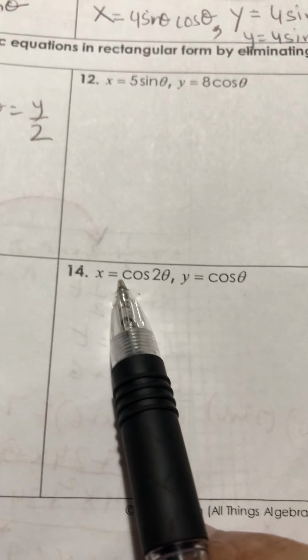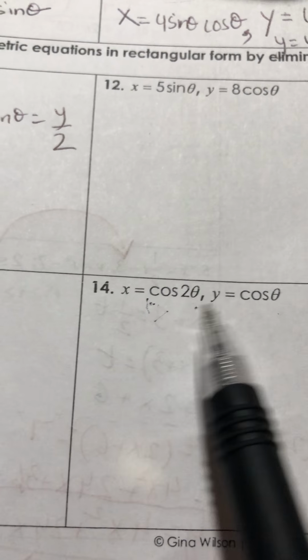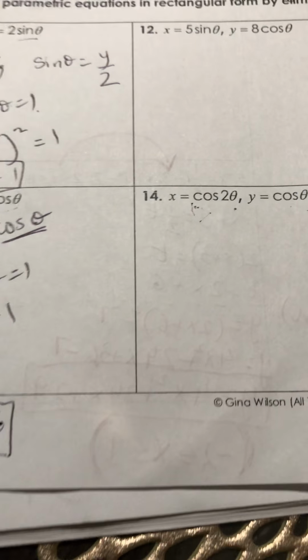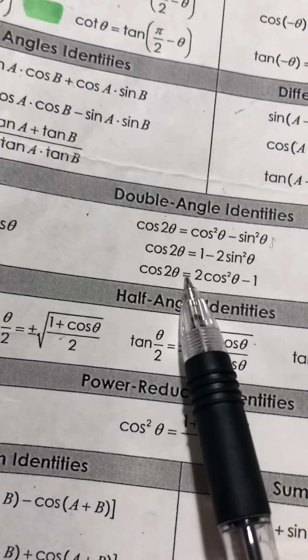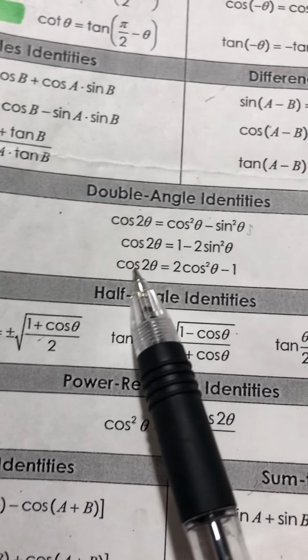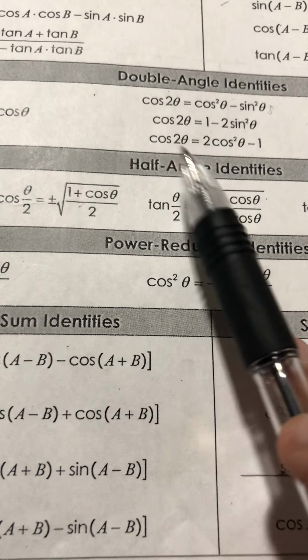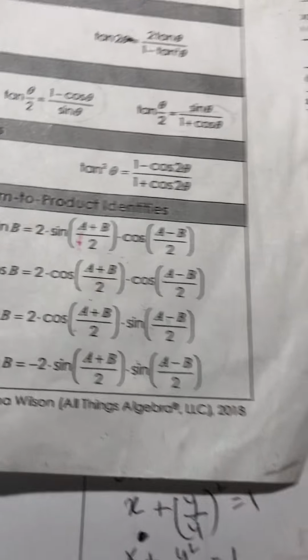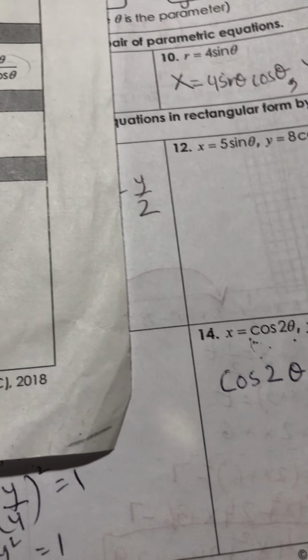Let's do the last question. This one is already isolated: cos 2 theta, cos theta. I have to just look for the identity where I can have cos 2 theta and cos theta at the same time. So I can see this identity. It says cos 2 theta equals 2 cos squared theta. I can square my cos, right? So I'm going to use this identity, which is a double angle identity, which says cos 2 theta equals 2 cos squared theta minus 1.